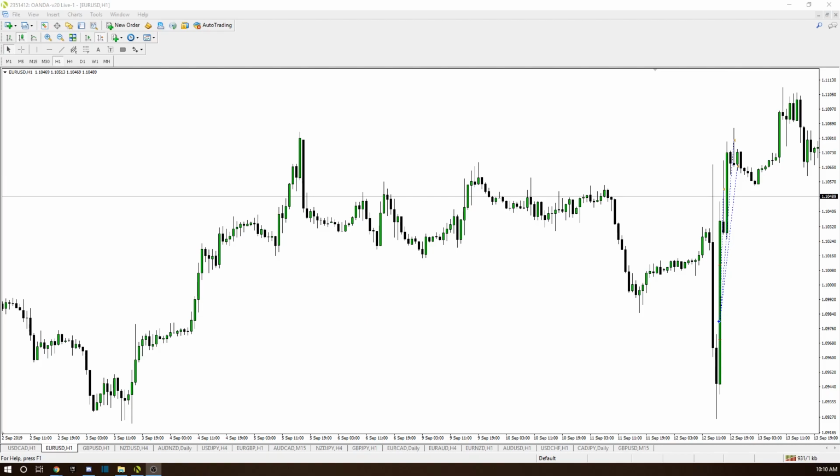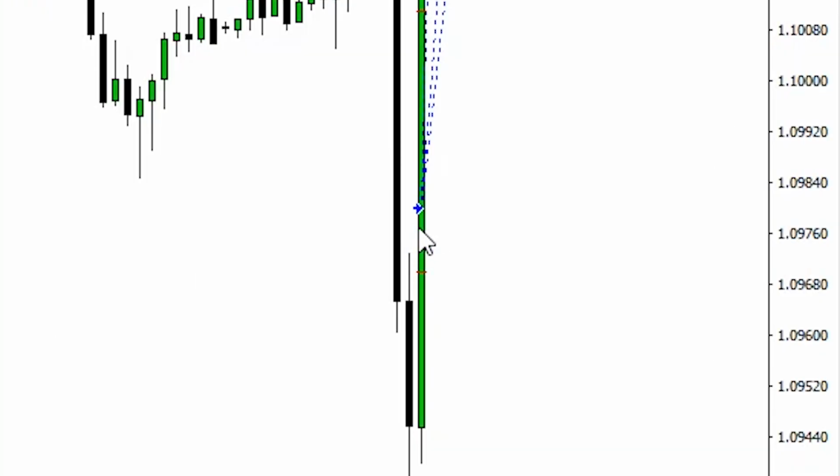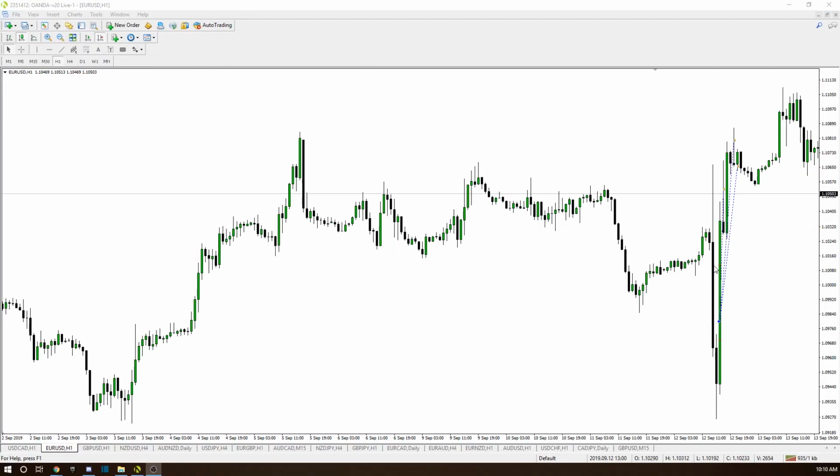So to start things off, we're just going to be taking a look at my entry, which was right here. As you can see, it's delineated by this blue little arrow on MetaTrader 4, and then my 3 exits.